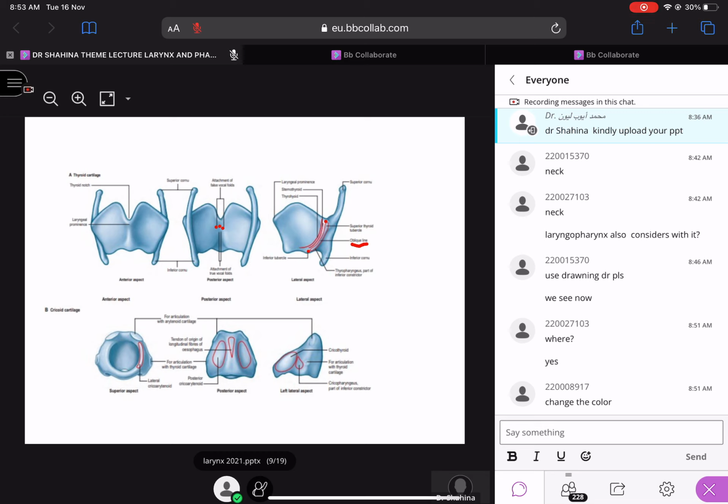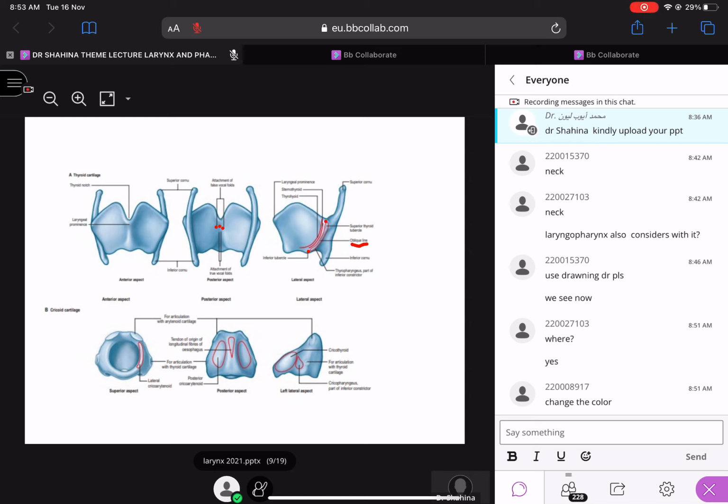Now extending between these is the oblique line, and attached to this oblique line will be these muscles, that is the sternothyroid and the thyrohyoid. That means they are going to the thyroid. Okay. So this will be the infrahyoid and this will be the suprahyoid muscle. So anyway, we will not be dealing with this muscle. We will see some other muscle. Of course, it is attached in this part. So this is clear to you?